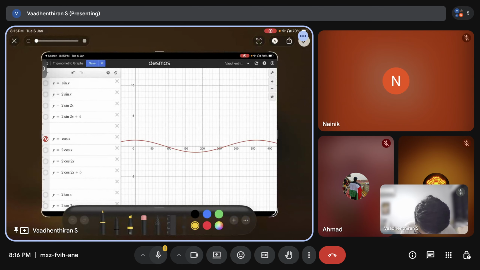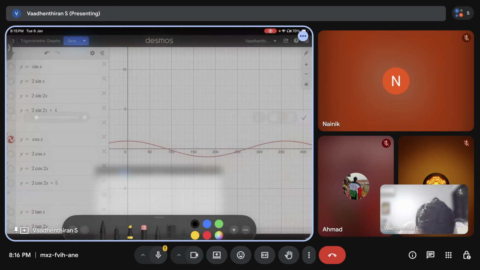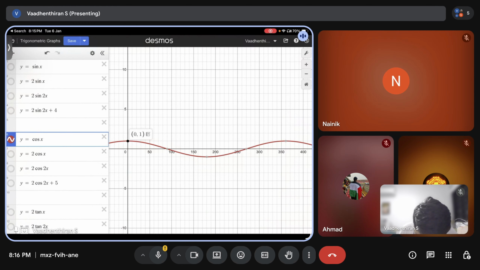So here you can see it starts at cos 0 equals 1. Cos 0 equals 1, cos 90 equals 0, cos 180 is negative 1, cos 270 is 0, and cos 360 is 1. So these are the critical points on this graph. Again, same thing. The amplitude changes, then it is stretched up and stretched down. If it is 2, then it's stretched 2 times as the first graph.